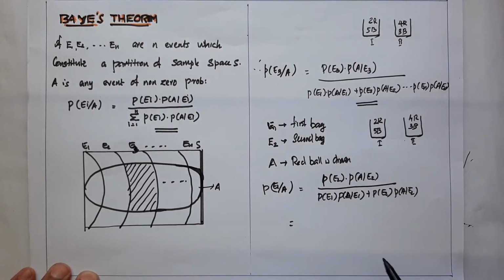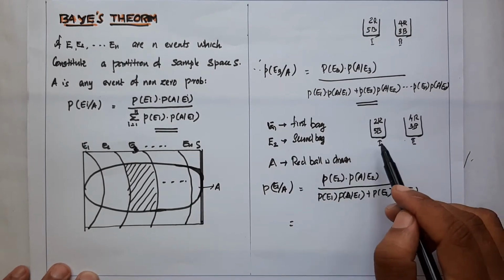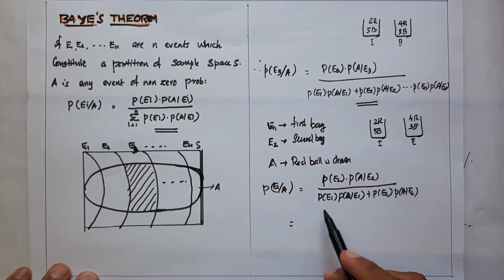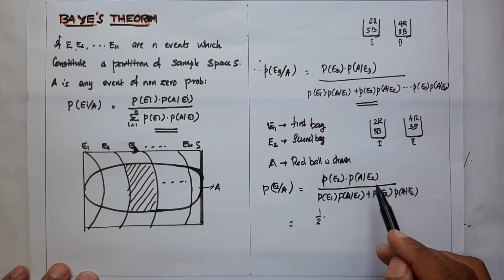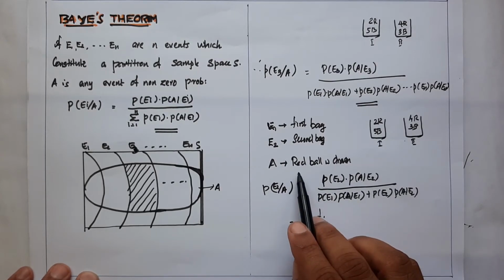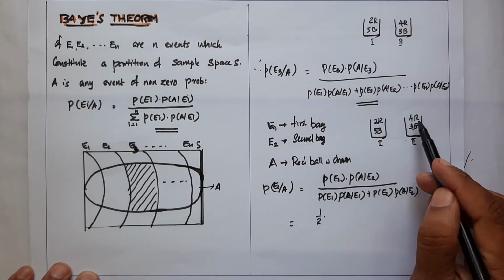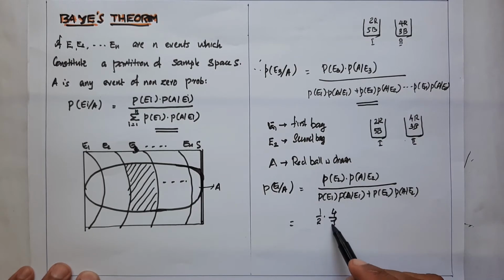Now what is P of E2? What is P of E1? P of E1 means the probability of selecting a bag. Here there are 2 bags and the probability of selecting the first bag is 1/2. What is P of A given E2? A given E2 means we select a red ball from the second bag. E2 denotes the second bag. What is the probability of getting a red ball from the second bag? 4 divided by 7. That is 4/7.